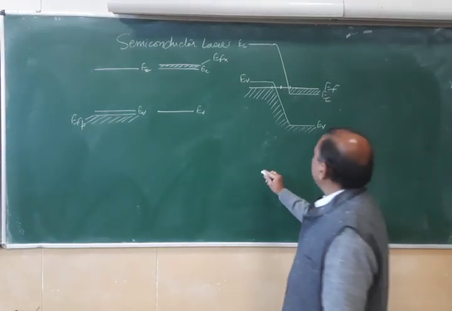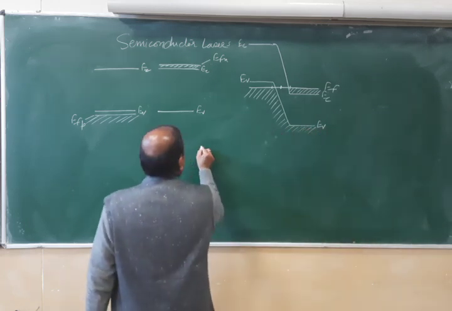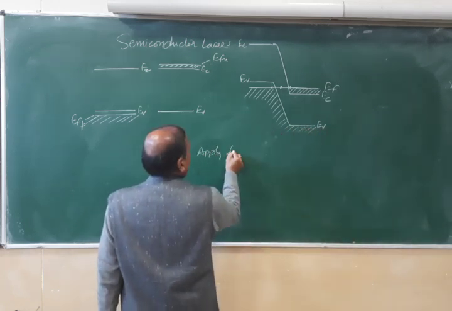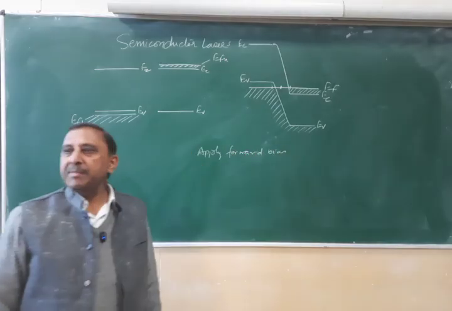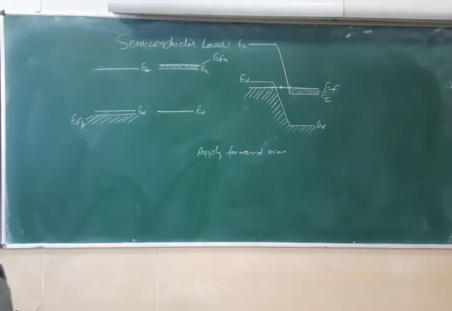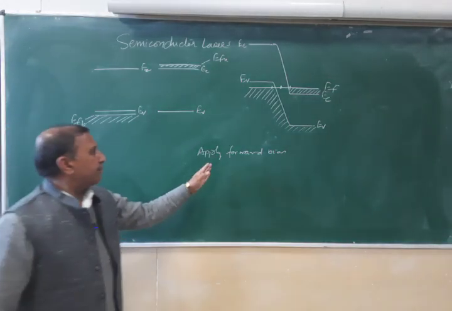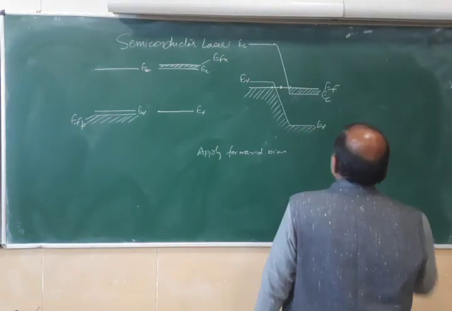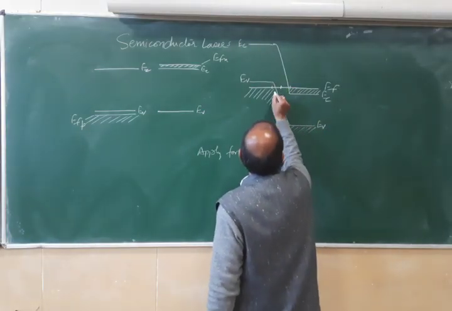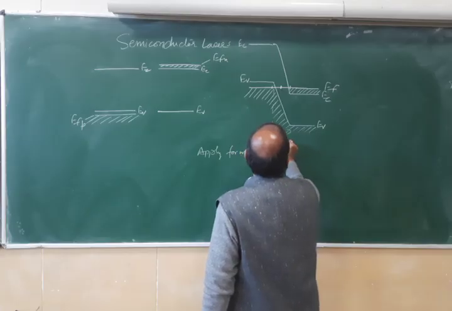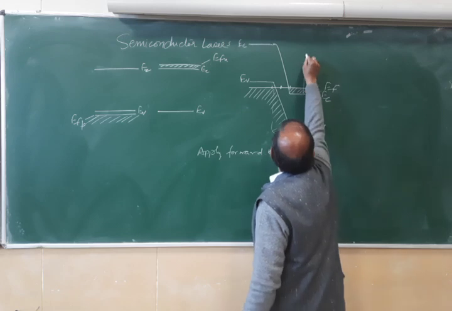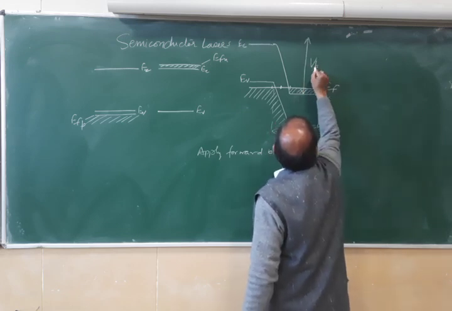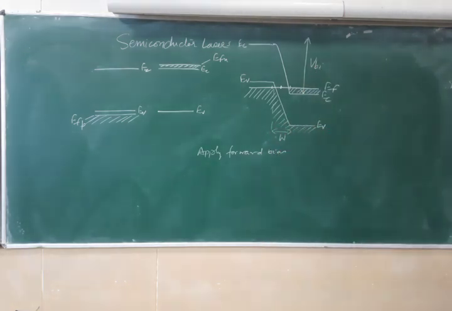Now, we apply forward bias. Applying forward bias means you are connecting P to positive and N type to negative. Okay. And when you apply forward bias in this diode, you have two things. One is this, called W, the depletion layer width, and here it is called VBI, the built-in potential.